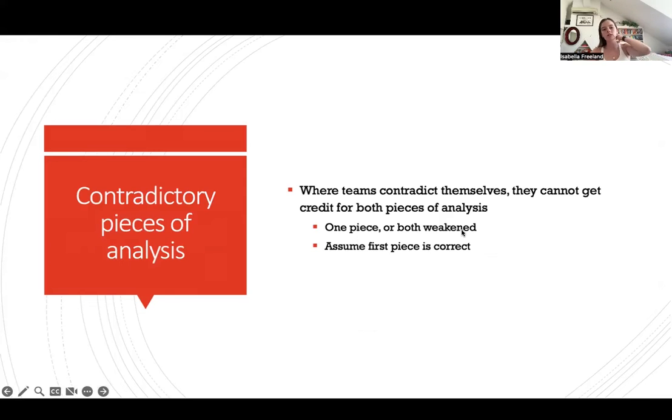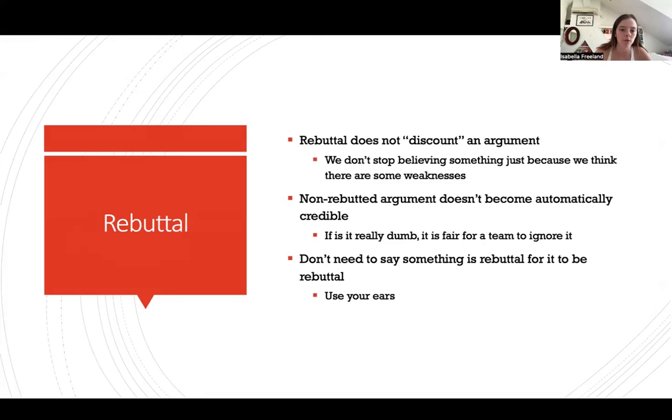So the next thing to think about as a judge is contradictory pieces of analysis. So if, for example, the affirmative says something in first speaker and then contradicts themselves in second speaker, what you should do is you should assume that the first statement they made is the one that they meant to make. You can't take both of them to be true because that's not the case. So either you take one or they're both weakened. I think a good rule of thumb is to assume the first piece is correct. Often the other team will point it out for you, so you don't need to worry about that too much.